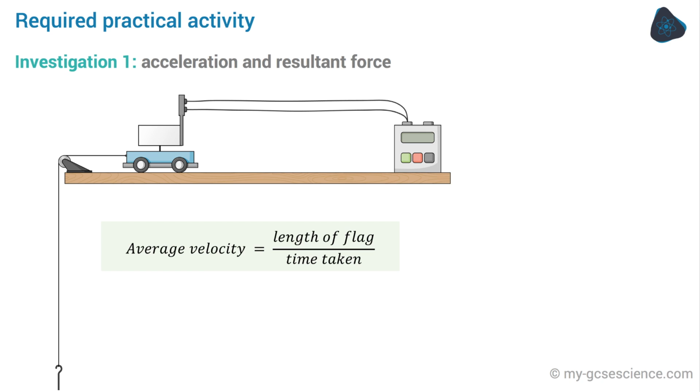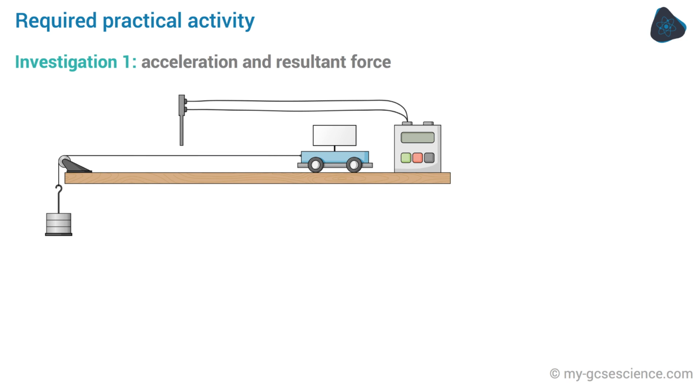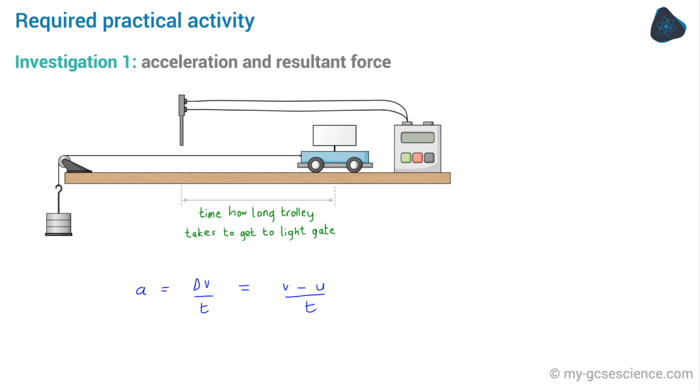Moving on, if we know the velocity at which the object is travelling through the light gate, then working out its acceleration is fairly straightforward. If we release the trolley here from rest, so that its initial speed is 0, then time how long it takes to get to the light gate using a stop clock or stopwatch. Its acceleration can be calculated using the equation acceleration equals change in velocity divided by time taken, or v minus u divided by t. Because we've released the trolley from rest, u equals 0 here, so this equation simplifies to a equals v over t, the velocity of the trolley at the light gate divided by the time it took to get there. In practice, we might repeat and average our measurements to make the results more accurate.